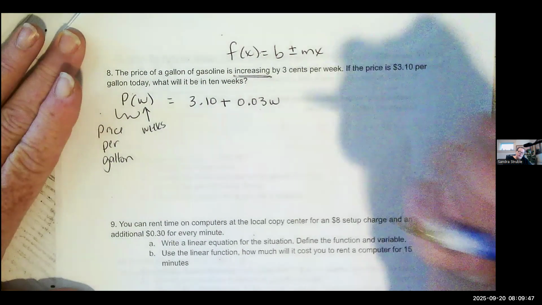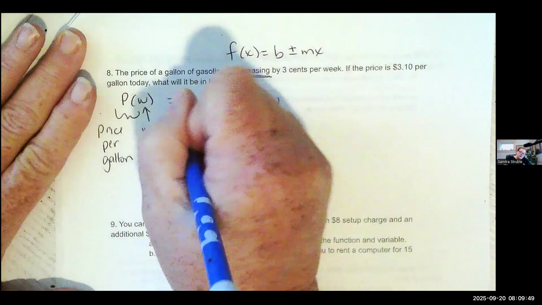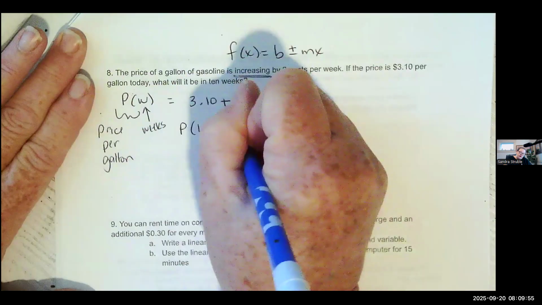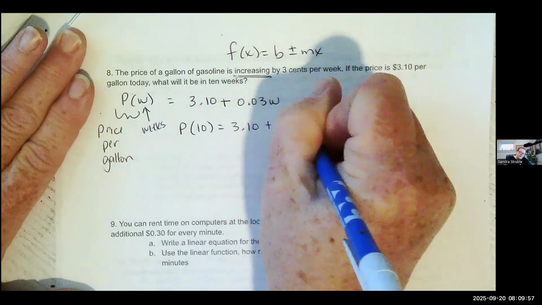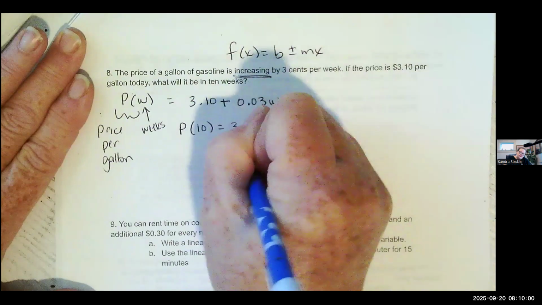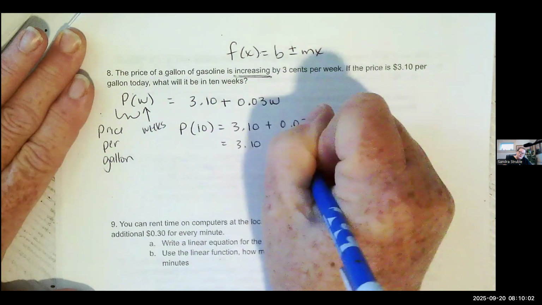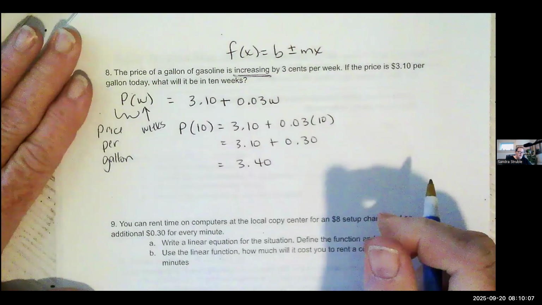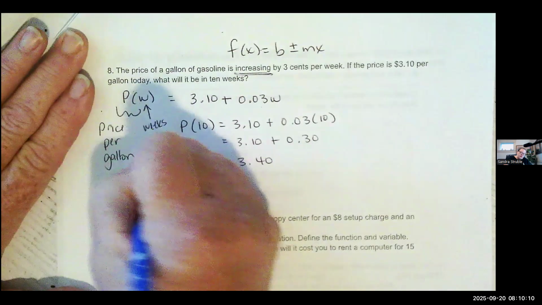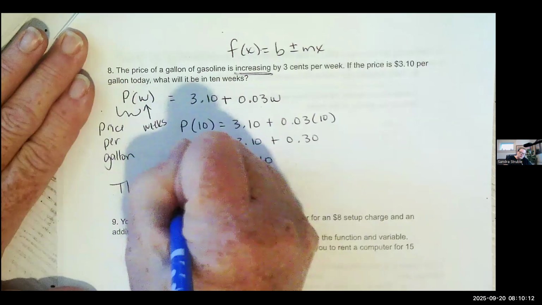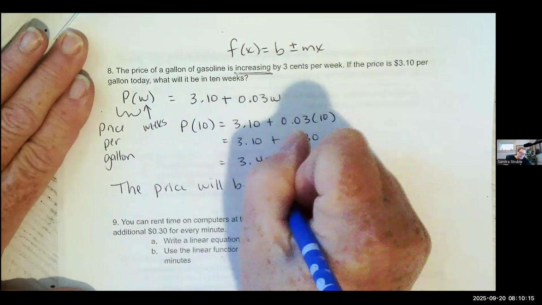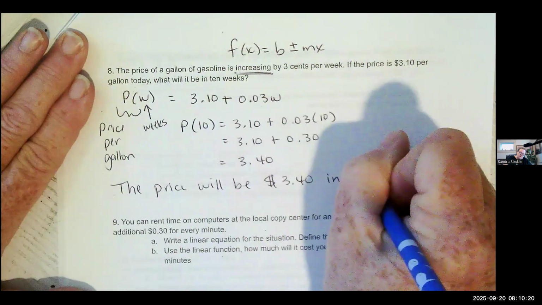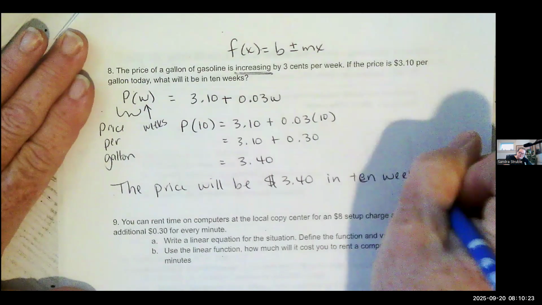All right. So now all I have to do is, how much will it be in 10 weeks? I just substitute weeks for 10 and I can find out. $3.40. All right. So the price, I have to answer with a sentence. The price will be, don't forget your dollar sign, $3.40 in 10 weeks. There's your answer.